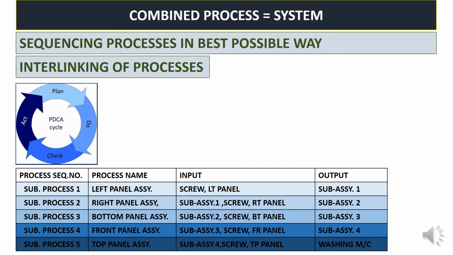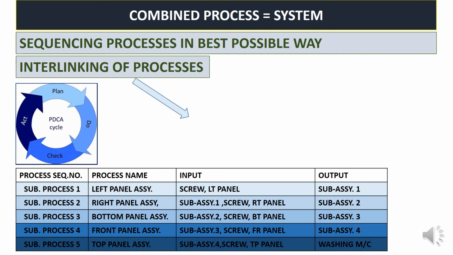Now after assembling of sub-assembly 1, screw and right panel, we are going to make an output as sub-assembly 2, which will be going to sub-process 3 as input, and it will go till the sub-process 5 where we will assemble sub-assembly 4, screw and top panel to make the output final product as washing machine. Now this is just to understand that these sub-processes are sequenced, but how to interlink them?